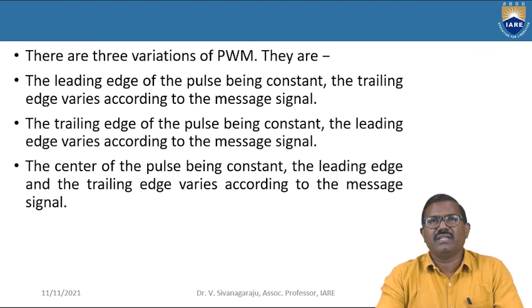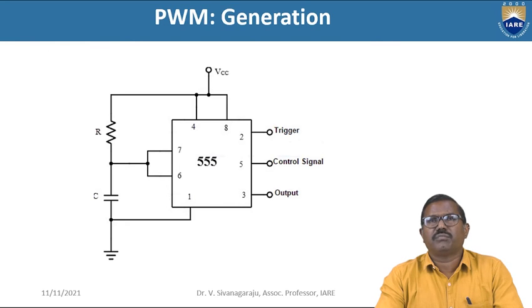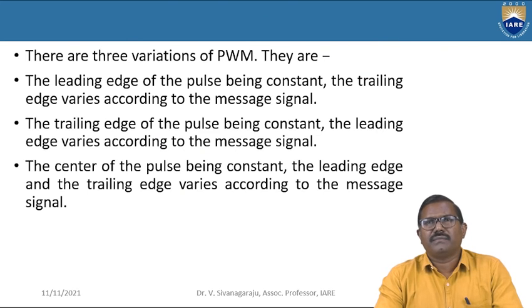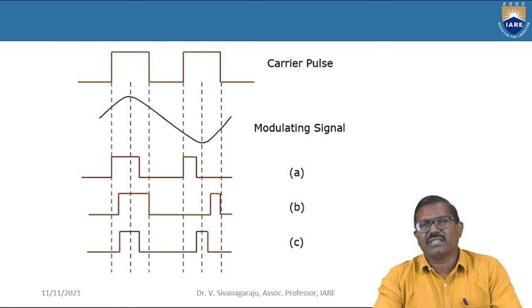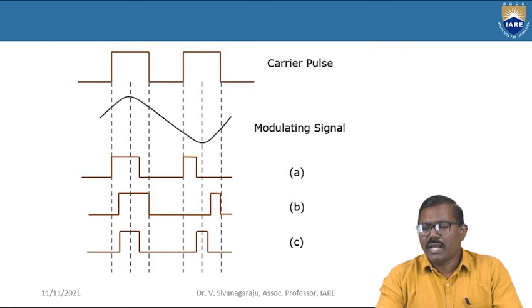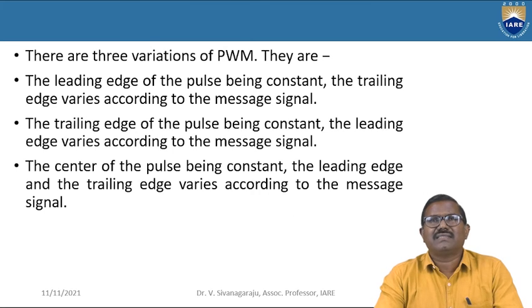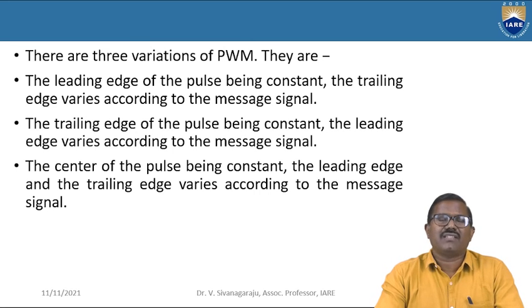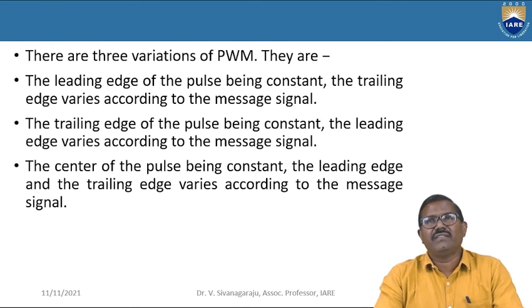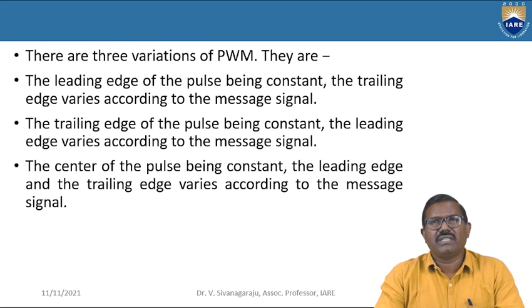You can see this in picture B, the second one. And the third one is the center of the pulse being constant, while the leading edge and the trailing edge vary according to the message signal. So three variations of pulse width modulation are available.